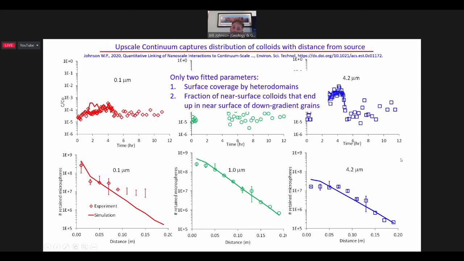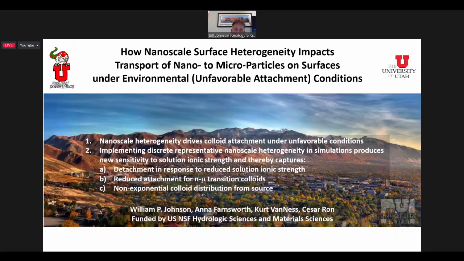And really what we're doing is we're linking the nanoscale interactions to the column scale transport, which to me is a useful process. So what I've done is shown that nanoscale heterogeneity drives colloid attachment under unfavorable conditions. I've shown that implementing the discrete representative nanoscale heterogeneity produces new sensitivities to solution ionic strength and captures detachment in response to reduced solution ionic strength.